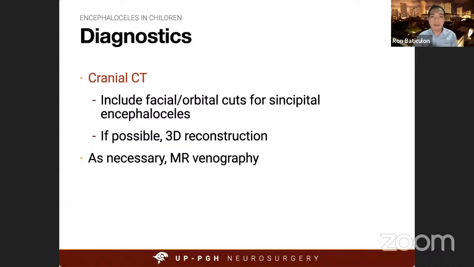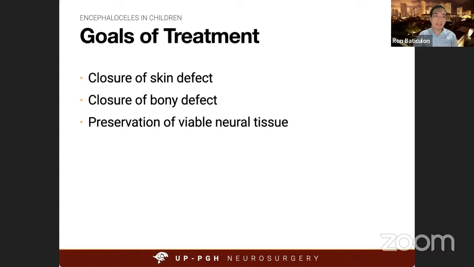What are the goals of treatment? Number one, you need to close the skin defect. You need to make sure that this sac, this herniating brain, is skin covered. Otherwise, this patient will be forever at risk of infection. You need to close the bony defect as well. Now, there are two schools of thought here. Some would not actually cover the bone and just repair the skin defect. Just make sure there's enough skin covering the defect. But some would set a cutoff.